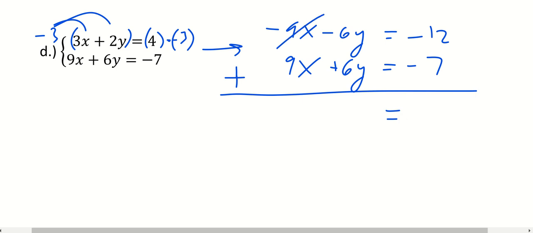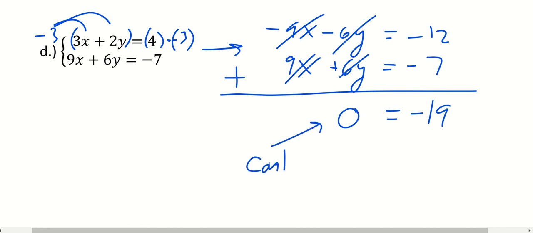Negative 9x plus positive 9x cancels. And notice that coincidentally, it wasn't our focus because we were worried about getting the x's to cancel, it turns out that the y's cancel as well. Negative 6y plus positive 6y cancels. So we're left with 0 on the left-hand side. And this is going to be equal to negative 12 plus negative 7, which is negative 19.